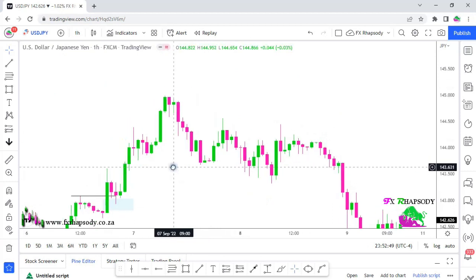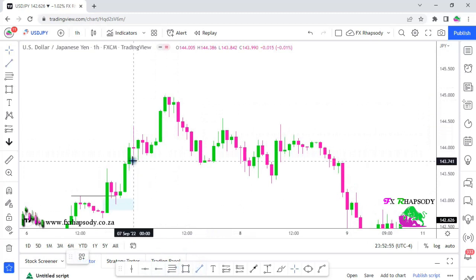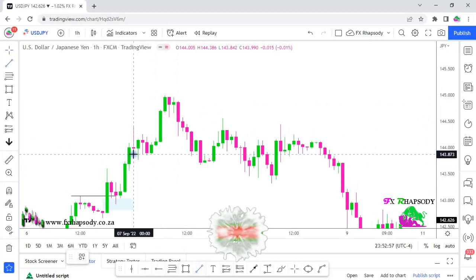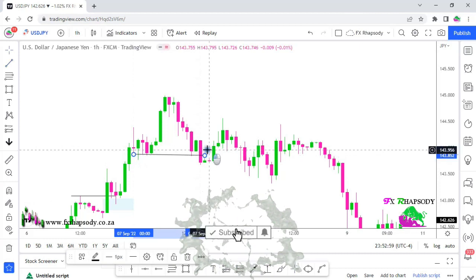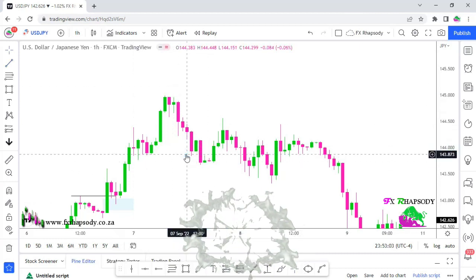Okay, so you see that high forming, then price breaking that low area in the market. I'm just going to highlight this again. Breaking that area in the market. So breaking that low, going up again, retracing. It's a very skewed line, but you know what I'm saying.